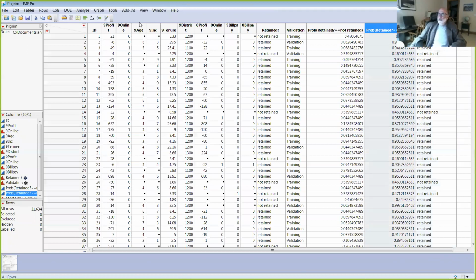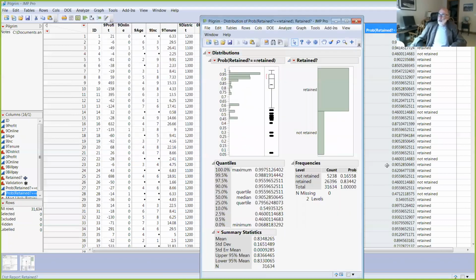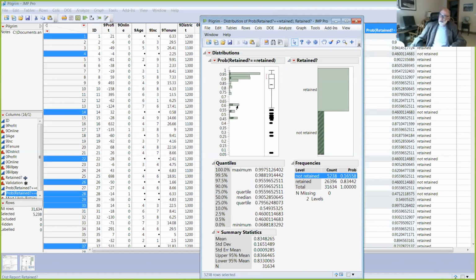What I find more interesting than that is to look at two distributions here. Look at the probability of retention and retained. Here's the customers we're predicting we will lose. Notice where their probabilities are, all of the very low probabilities were actually not retained. So it looks like everybody below 50%, actually below about 55%, somewhere around here, all of these people, the model gave us a low probability of retention and we didn't retain any of them.